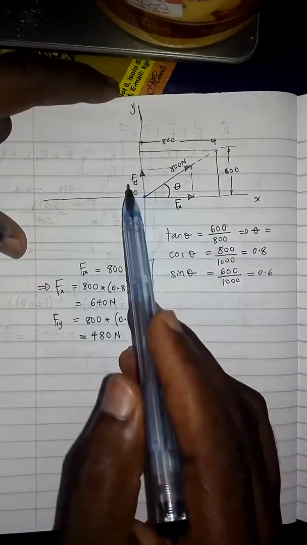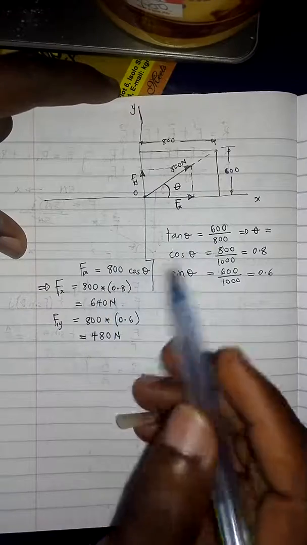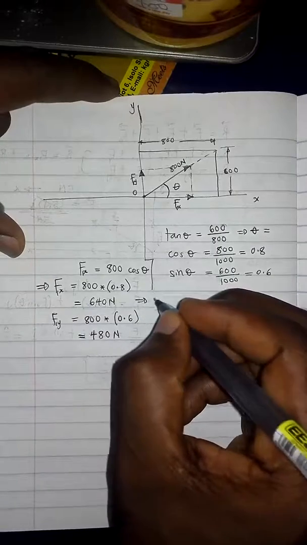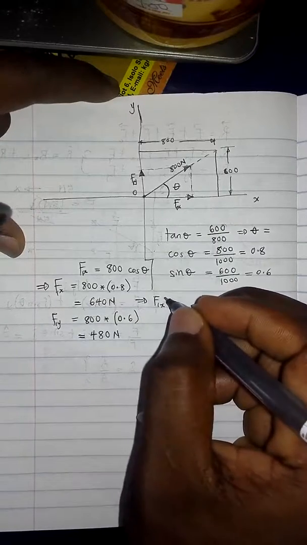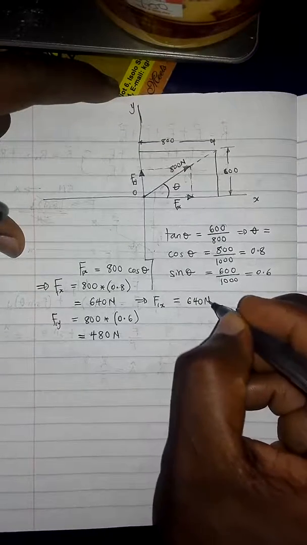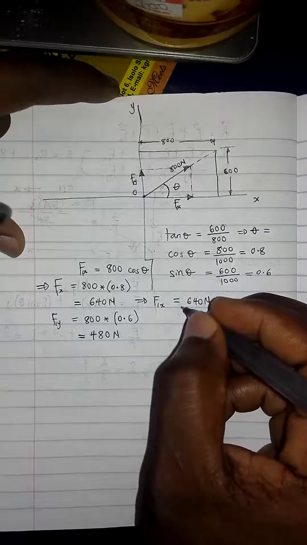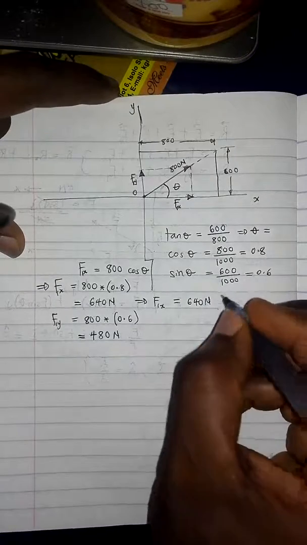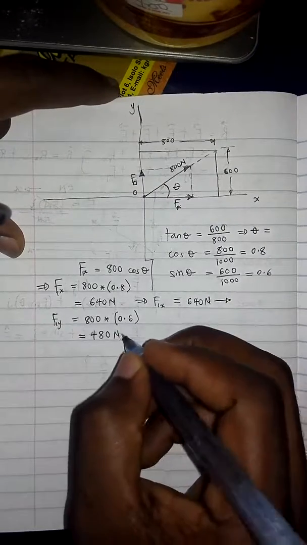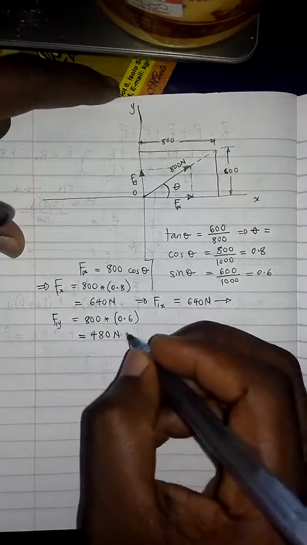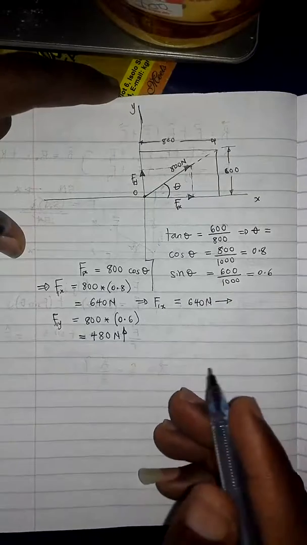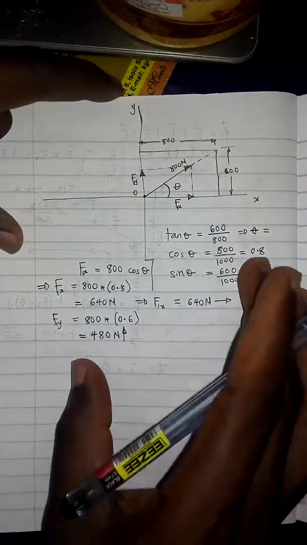So we already know how they are directed. In this case, if you want to write your final answer, you can write that F1x, the x component of this force, is equal to 640 Newton. You can put it as plus 640 to tell you that it is in the positive x direction, or you can put it this way to say that this is 640 Newton and it's directed this way. This one, 480 Newton, is positive. You can write it as plus, or you can add an arrow to tell you its direction. Okay, so that's it for the 800 Newton force.